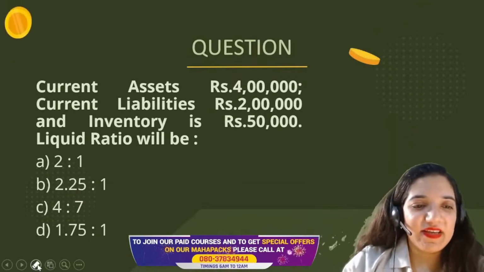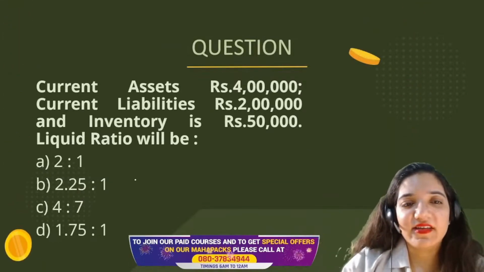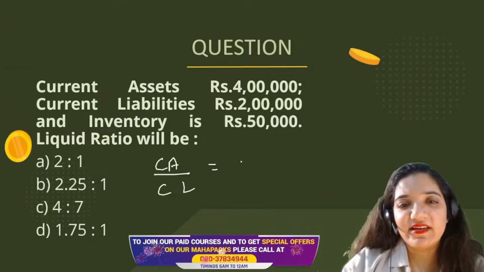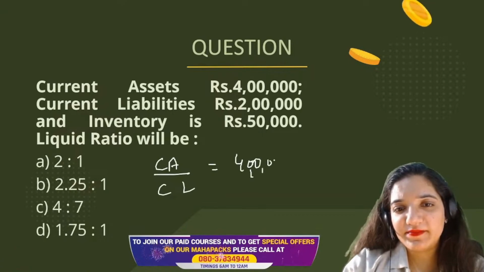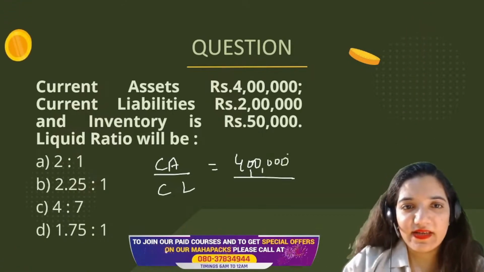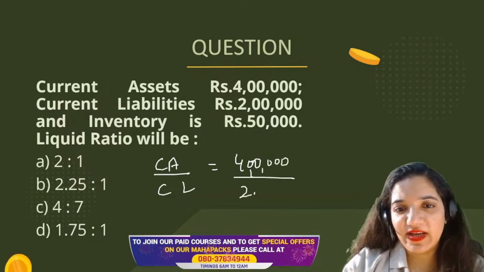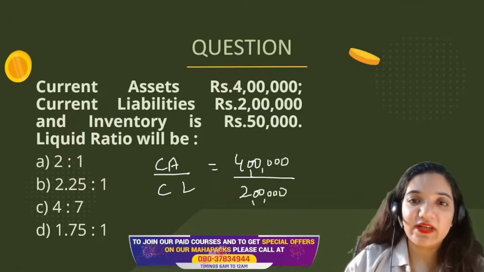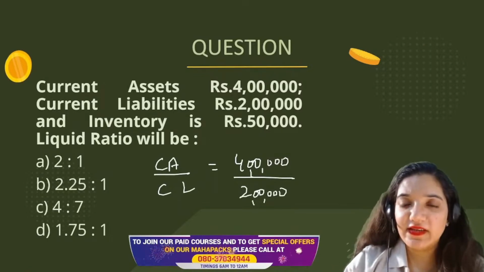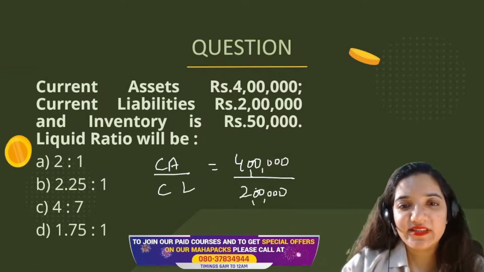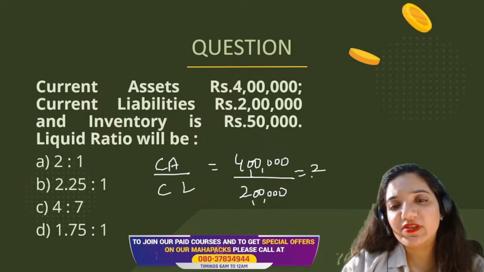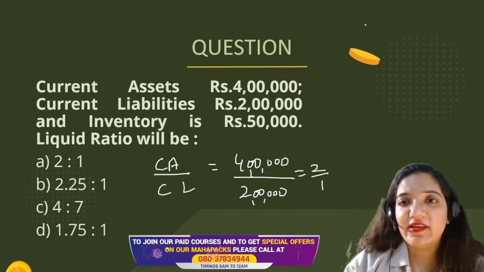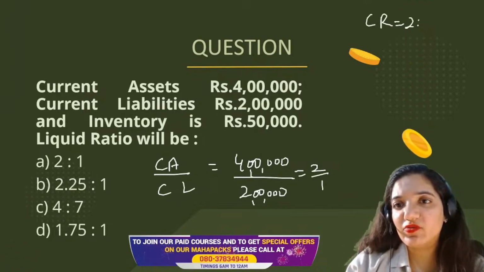Next question. The current assets upon current liabilities. Current assets are of 4 lakh. Current liabilities are of 2 lakh. This part is given to us. If I have to find out the current ratio, can we do that easily? Yeah, we can. What we need to do is CA upon CL. It is going to be 2:1. If in this question they would have also asked about the current ratio, in that case, the current ratio would have been 2:1.